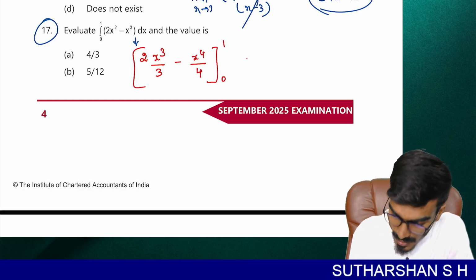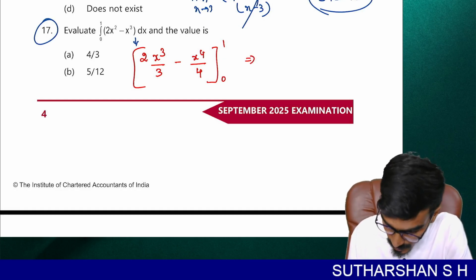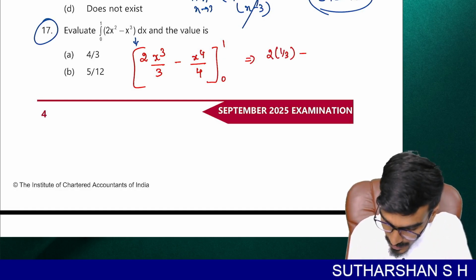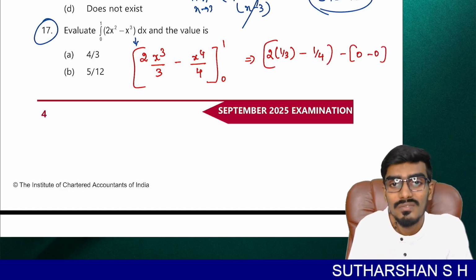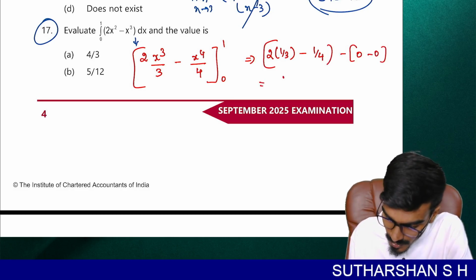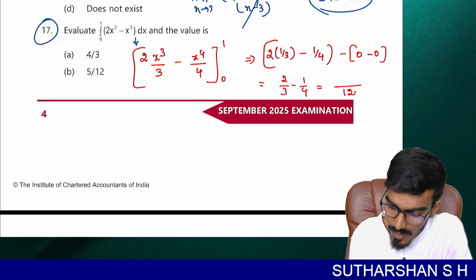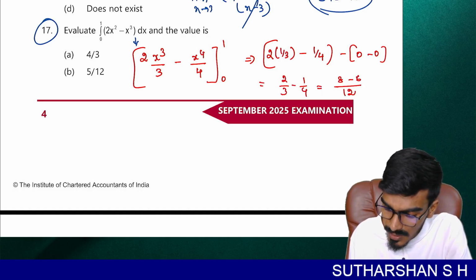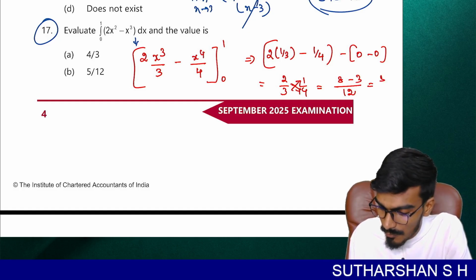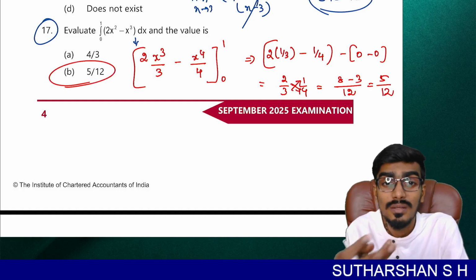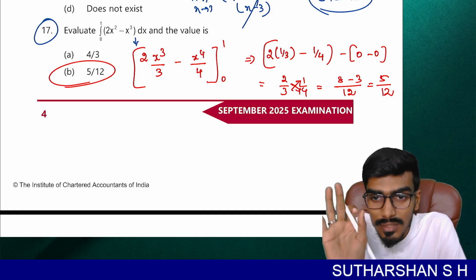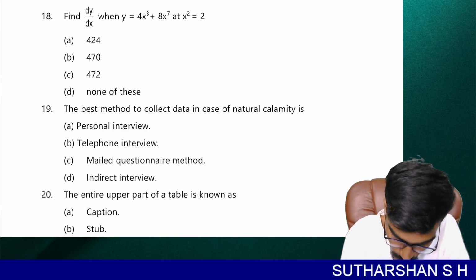I put the limits. Now I will substitute 1. 2 into 1 by 3 minus 1 by 4. Then minus the value at 0. Why minus 0? Substituting 0, I am getting 0. 0 by 3 is 0, 0 by 4 is 0. So this is basically 2 by 3 minus 1 by 4. If I take the LCM, 3 4s are 12, cross multiply, 8 minus 3, you will get 5 by 12. Which is option B, guys. Are you able to understand this? Yes. Now come to question number 18.